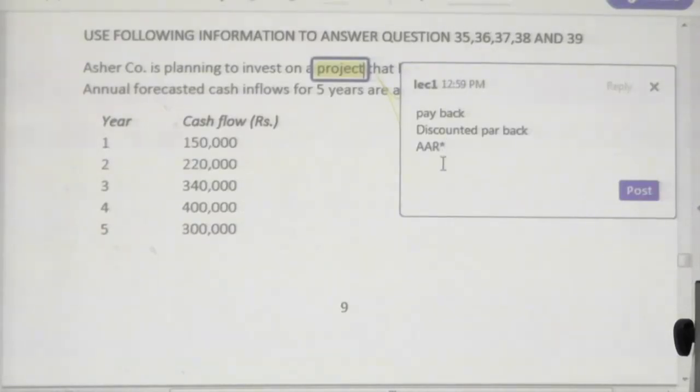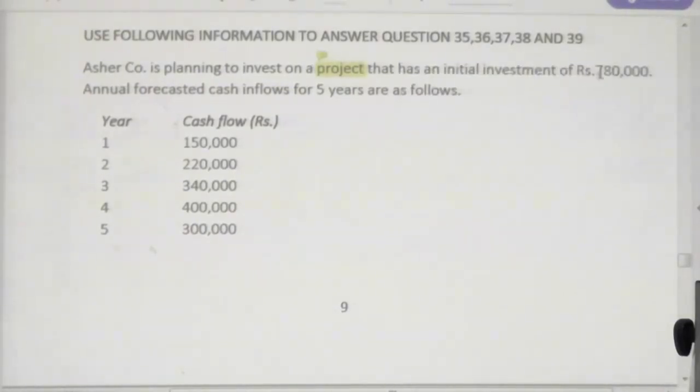What are the other methods? You can use net present value of the project, or you can use IRR of the project. These are the very famous techniques we can use to appraise a project. Payback period, what is it? What is payback period? It is the time period required to recover this initial investment of 780,000 within this 5 years period.